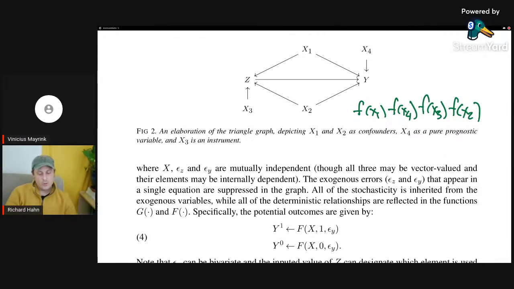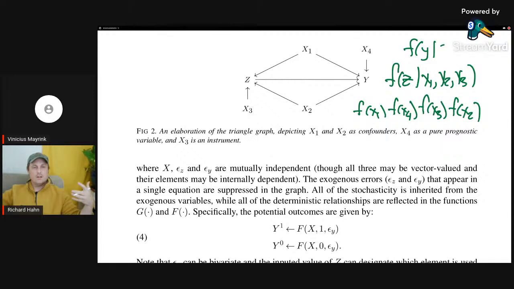Then for every variable that has arrows coming into it, the in arrows are the things you have to condition on. So we then have f of z given x1, x2, x3. And we have f of y given z and x1 and x4. Okay, so the product of those terms is the joint density, okay?